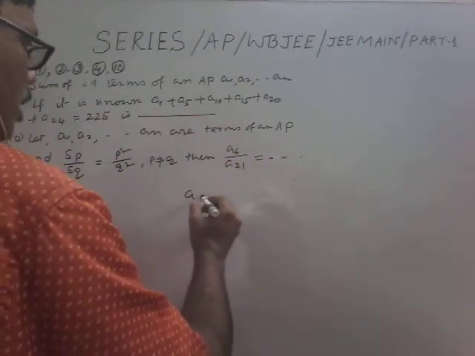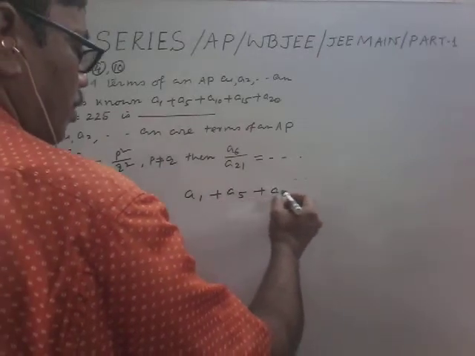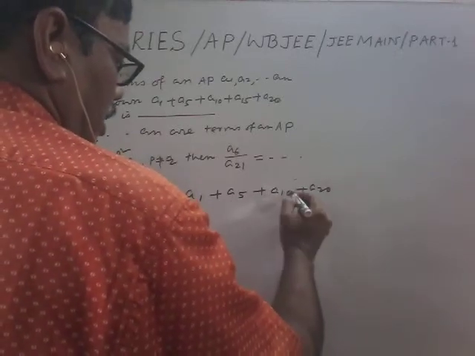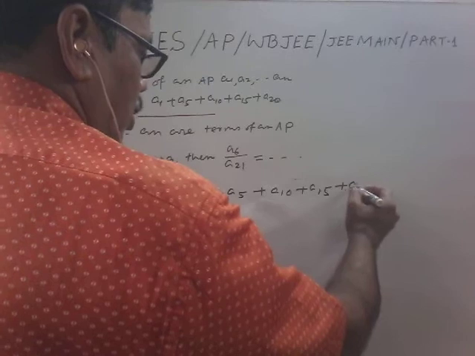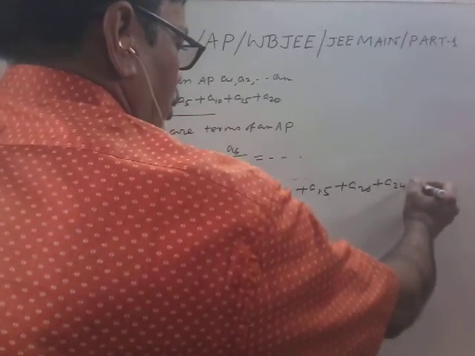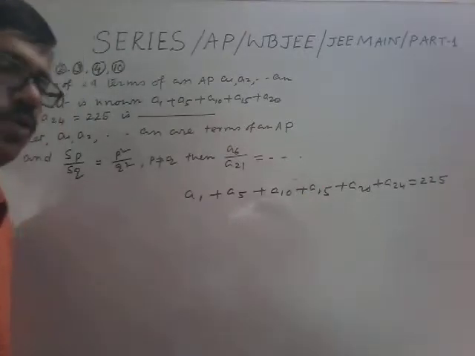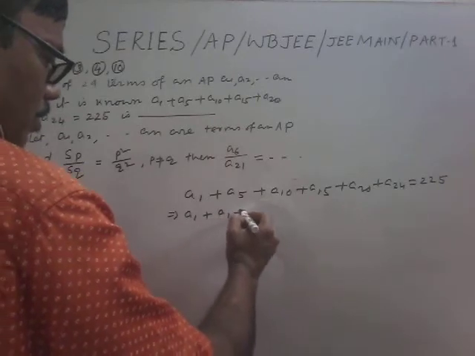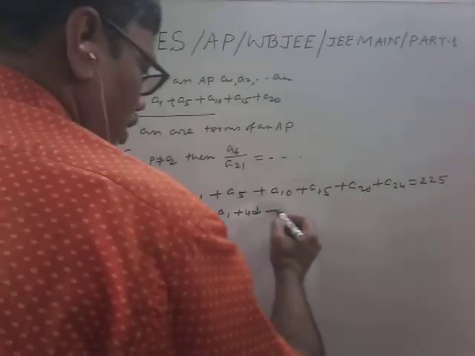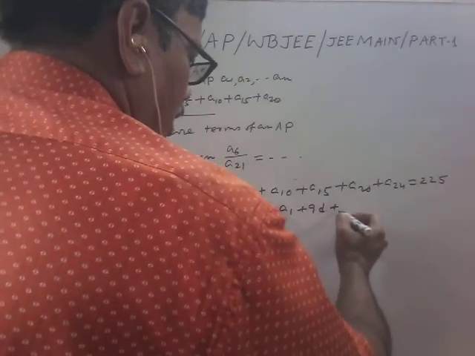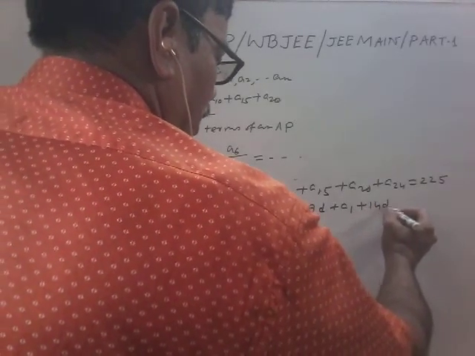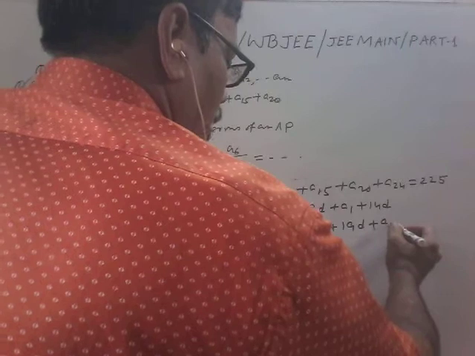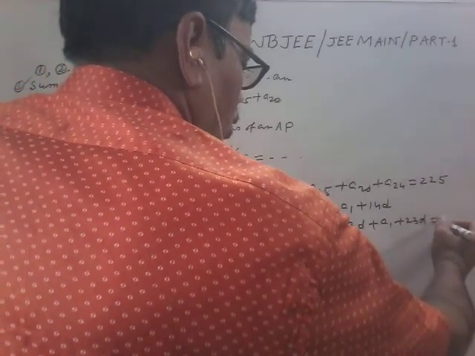So write again: a1 plus a5 plus a10 plus a15 plus a20 plus a24 equals 225. a1 is the first term, and a5 is a1 plus 4d, where d is the common difference. Then a1 plus 9d, a1 plus 14d, plus a1 plus 19d, plus a1 plus 23d equals 225.